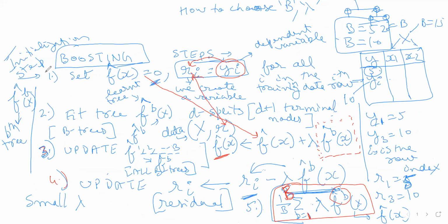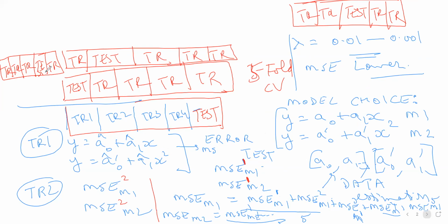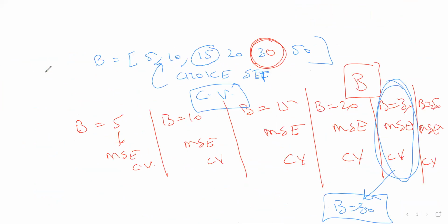Okay. You understood how the choice of B is made using cross validation? Yes. Okay. And you have understood this is how I just gave you an example of how to do a cross validation choice based on B. Okay.